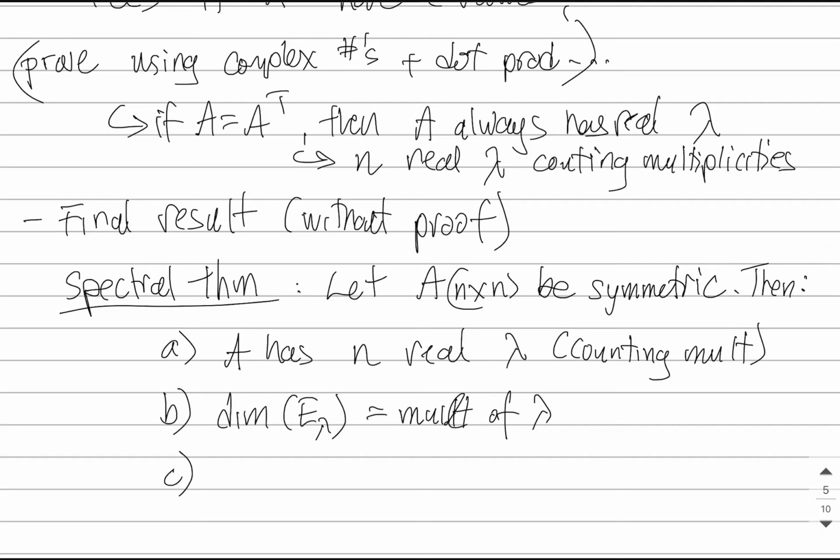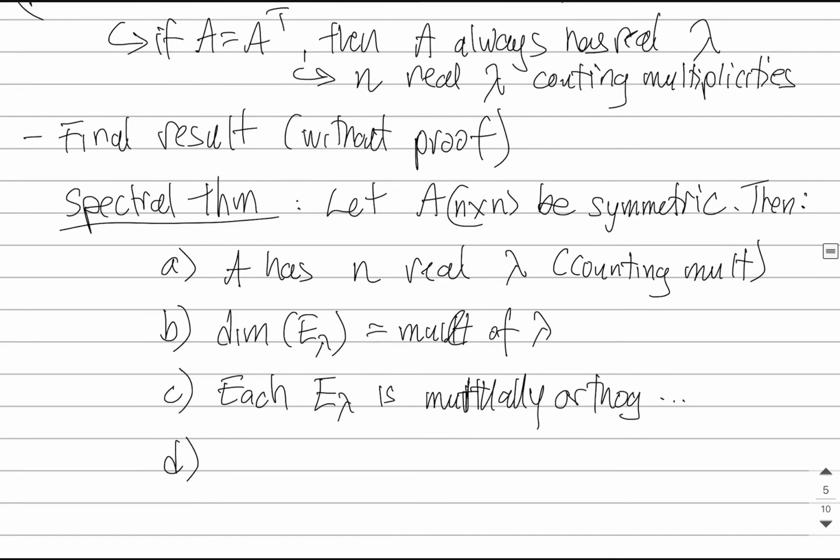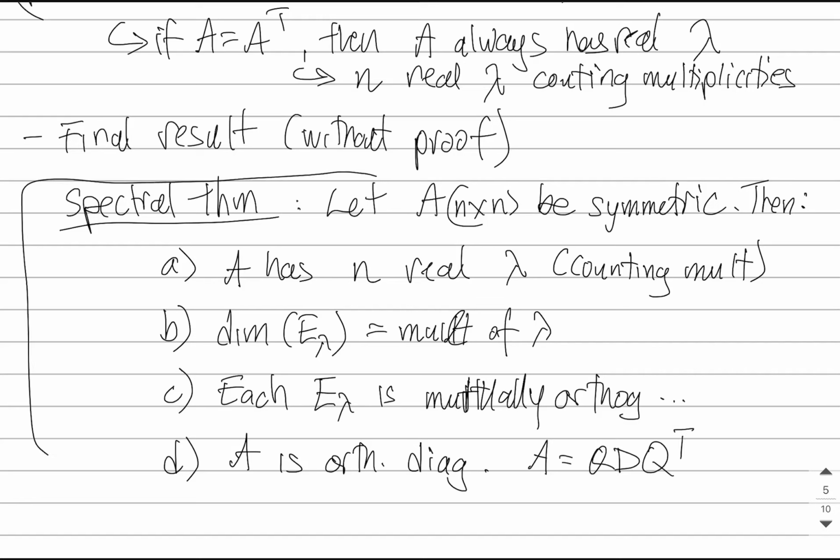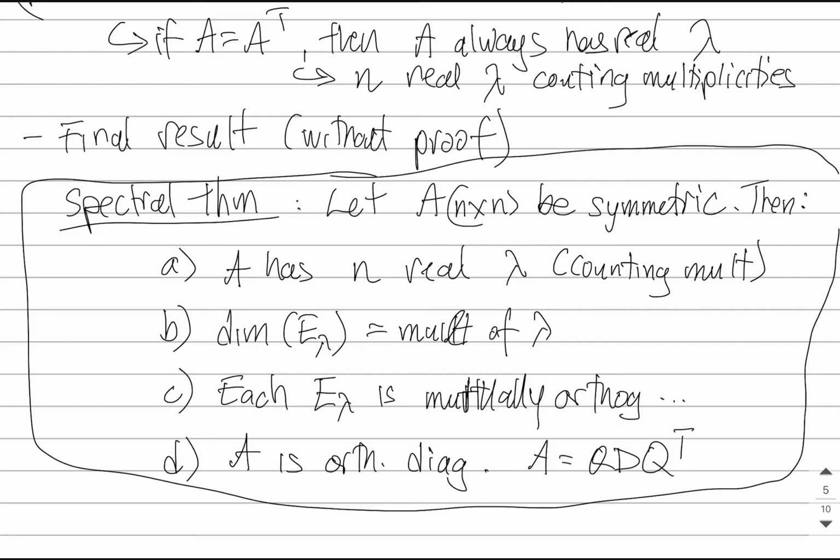C: the one we did prove is that each one of these E lambdas is mutually orthogonal. So you can see we're kind of building to this final result: A is orthogonally diagonalizable. We showed that if you are orthogonally diagonalizable, you had to be symmetric. Well, now we've got the flip side of the coin. If you are symmetric, A equals A transpose, then you must have an orthogonal diagonalization.